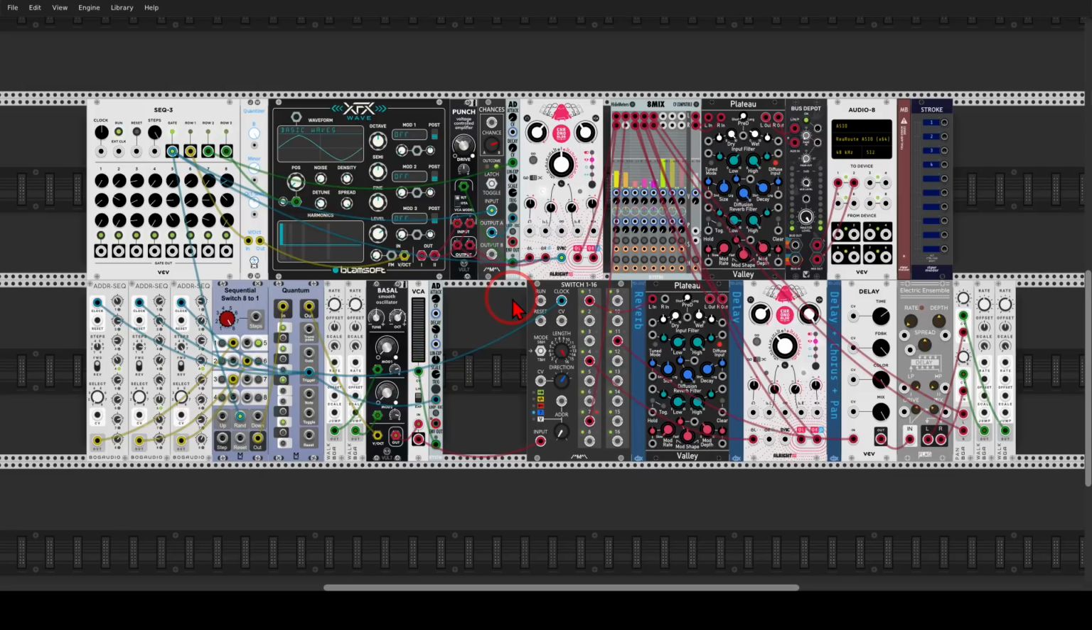So using a switch is also a nice way for adding probability and chance to your patches. Of course, this can be used in all sorts of ways. So I hope you will explore these ideas, and I hope also that you enjoyed this video.